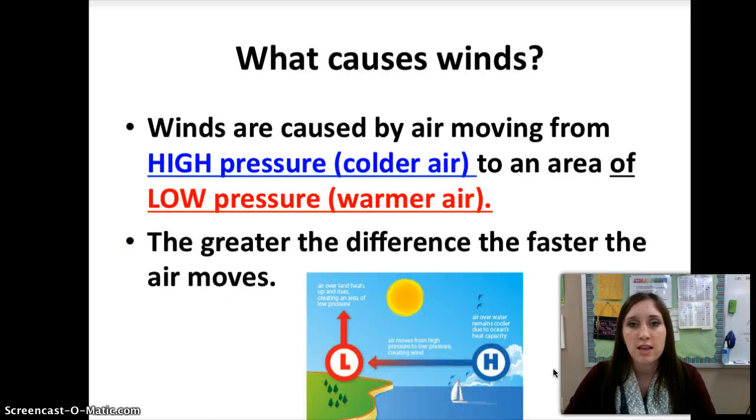So what causes the actual wind in our atmosphere? It's this high pressure and low pressure. So winds are caused by air moving from the high pressure, the colder air, to an area of low pressure, the warmer air. So that density change is what's going to cause the wind to move. The greater difference, the faster the air will move. So if you look here, this is a picture of it, the high pressure going to low. You just have to remember it, it's high to low.